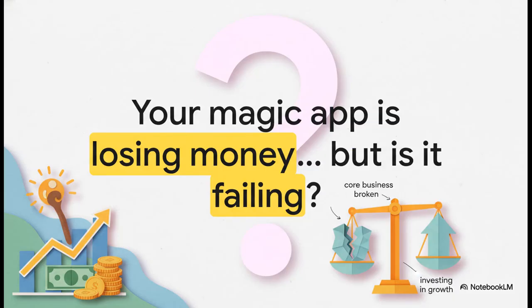Which brings us right back around to our big question. If your magic app is losing money on paper, if its P&L is in the red, is it actually failing? Well, now you know the answer isn't so simple. You have to ask a different question. Is it losing money because the business model is broken? Or is it strategically investing in growth to go out and win the future? And that, my friends, makes all the difference in the world.